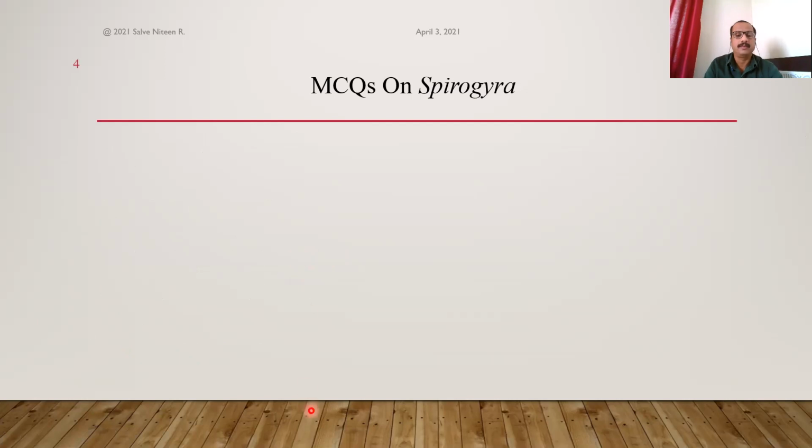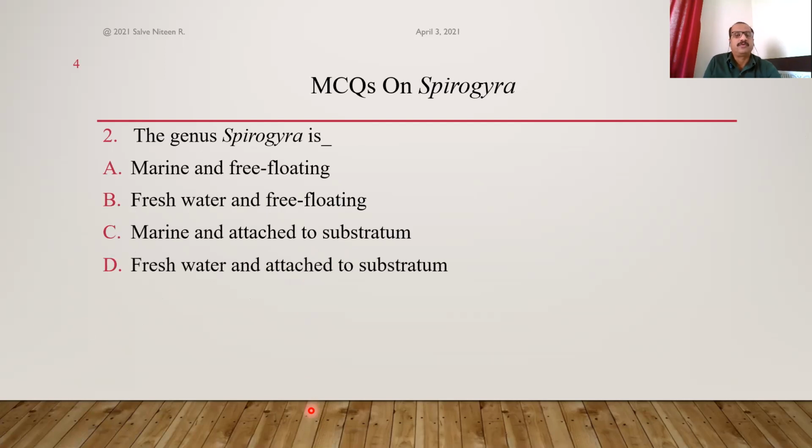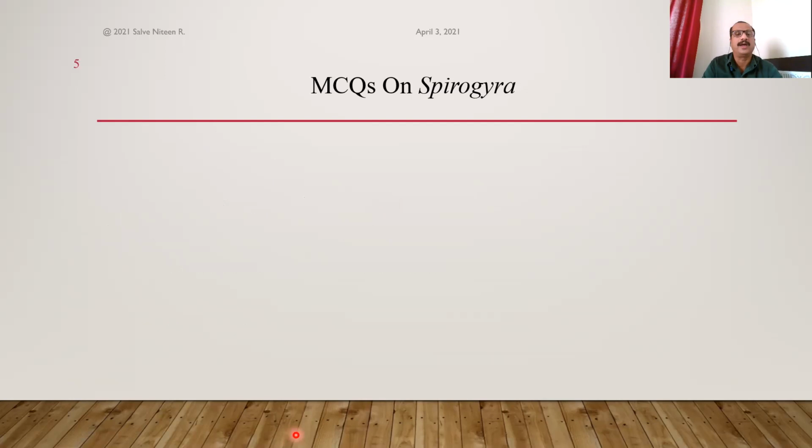Second question. The genus Spirogyra, whether it is marine or freshwater, free floating or attached to substratum. So two points are asked together in a single question. We know that Spirogyra is freshwater and free floating. Most species of Spirogyra are free floating. Only when it is in juvenile stages, in younger stages, it is attached to the substratum. Otherwise, it becomes free floating in its mature adult habit. So option B is the correct option here: freshwater and free floating Spirogyra.